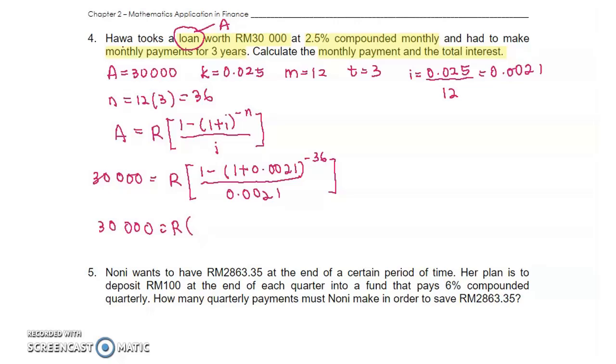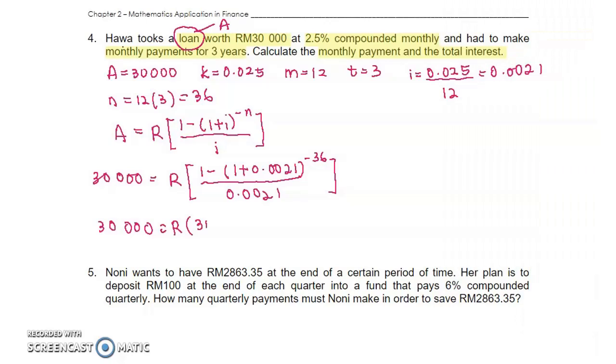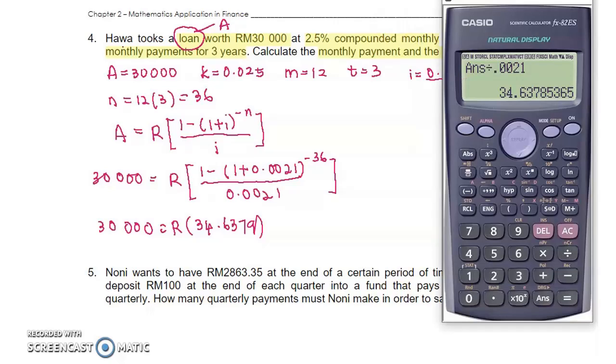Okay, calculate value inside square bracket. So here we will get, so do this part first, 1.0021 power of negative 36. Okay, then 1 minus this one, so just press 1 minus answer, and then divided by 0.0021. So this is value inside square bracket, so 34.6379.